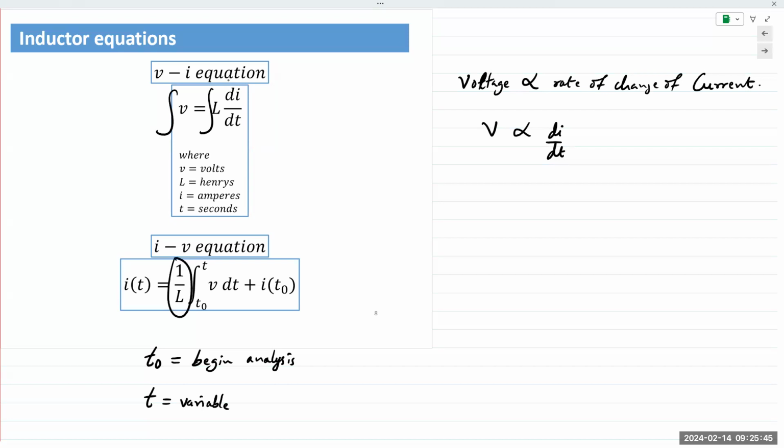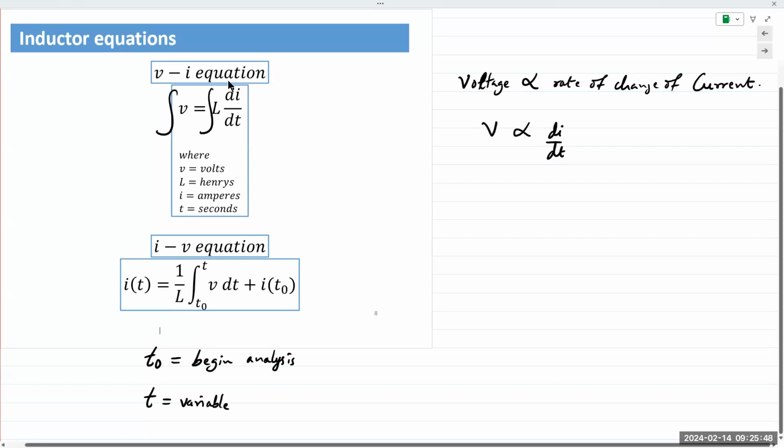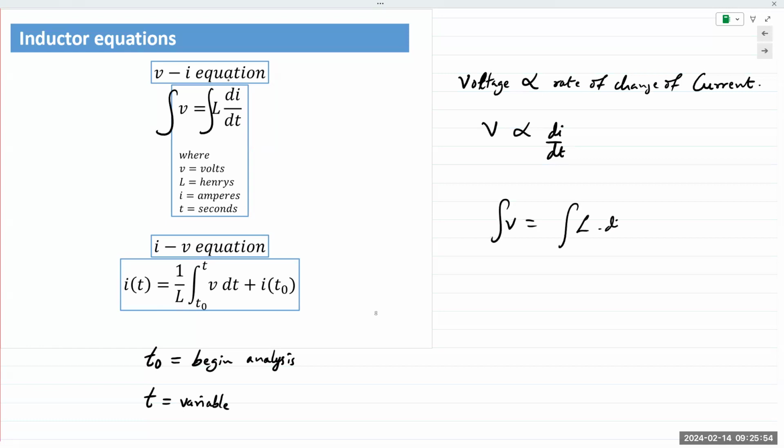Oh, this one, yes. This is 1 over L. So this is when we integrate L di over dt. L comes outside, take it to the other side, becomes 1 over L integral of V. So I of t, the current as a function of time, is given by 1 over L, the reciprocal of L, because we moved it to the other side, times an integral of the voltage of that inductor from time t0 to t.